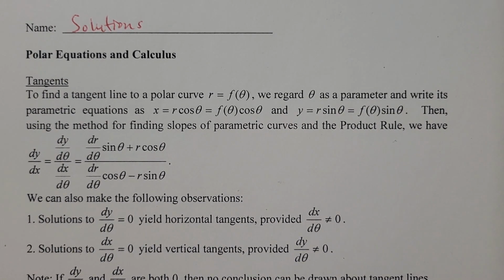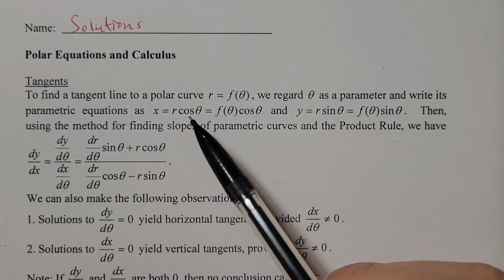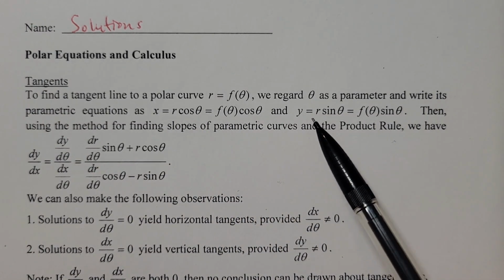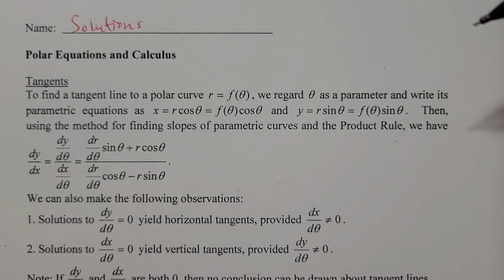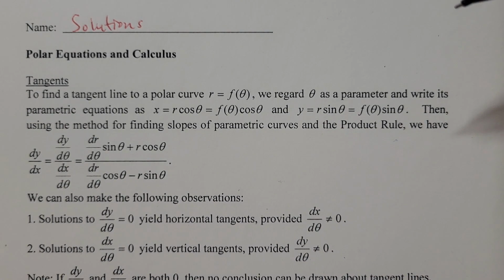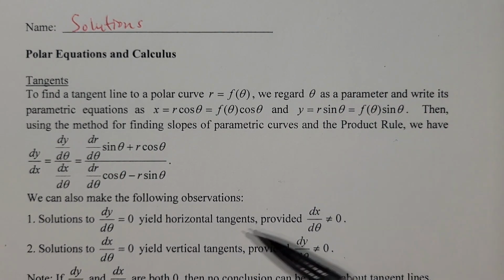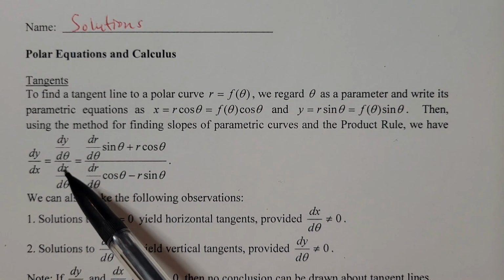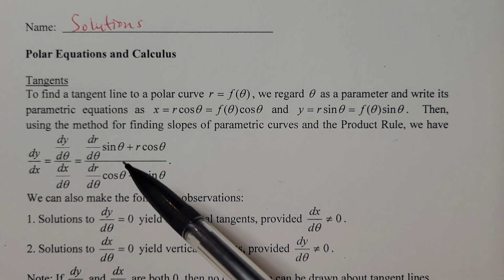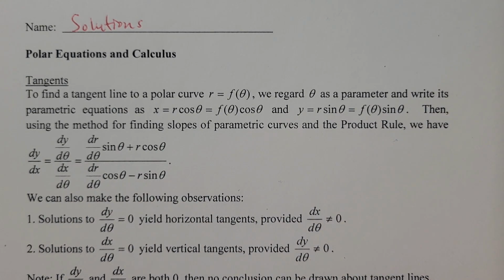So we'll start off with tangents. It says to find a tangent line to a polar curve r equals f of theta, we regard theta as a parameter and write its parametric equations as x equals r cosine theta and y equals r sine theta. Then, using the method for finding slopes of parametric curves and the product rule, you have this dy dx. Now, you don't have to memorize this formula because there's a way to find it later. I'll show you at the bottom of this page.